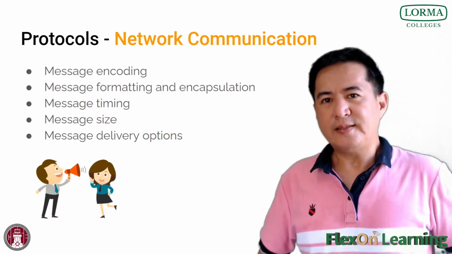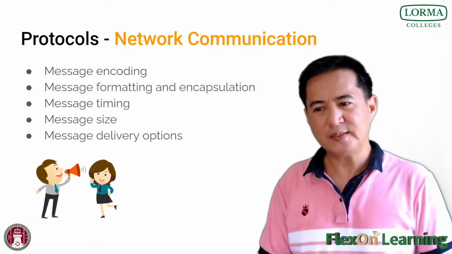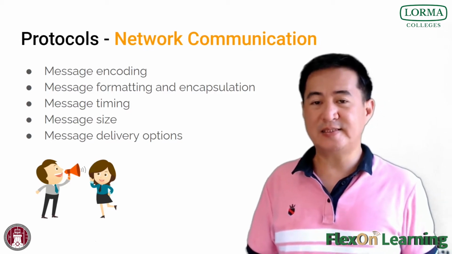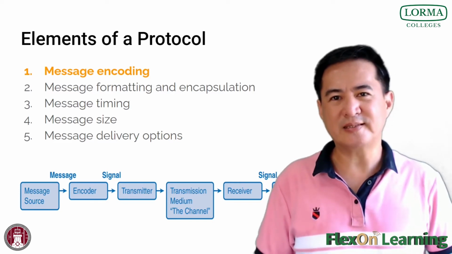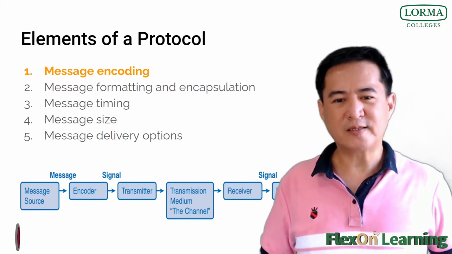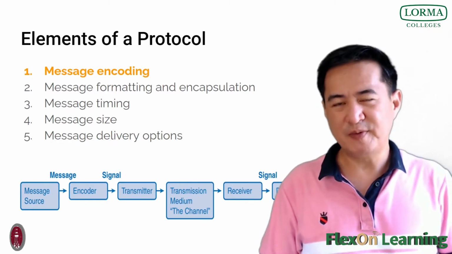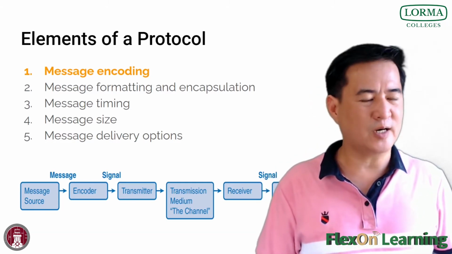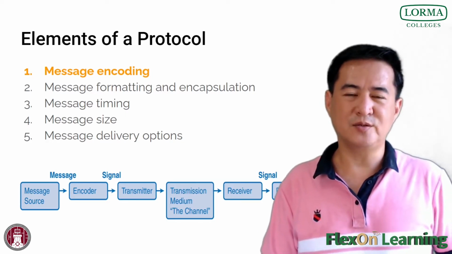Okay? In network communication, we have these elements: message encoding, formatting and encapsulation, timing, size, and delivery. When a message is transmitted, it depends on the type of transmission medium. But the bottom line, it should be converted into ones and zeros first before it is converted to its electrical form if it's a copper wire, or pulse light if it's using fiber optic.